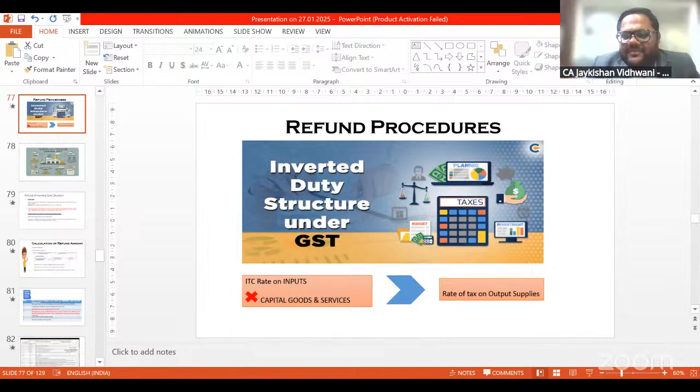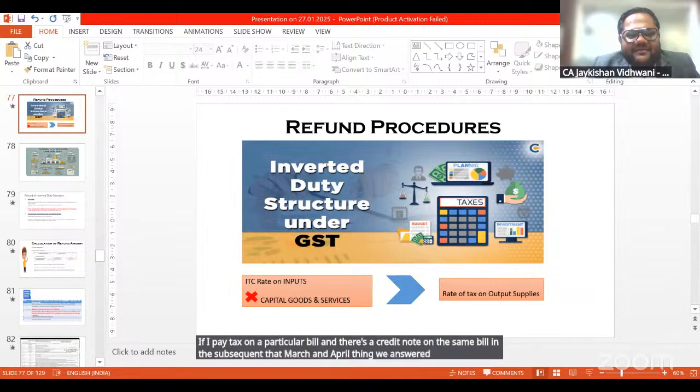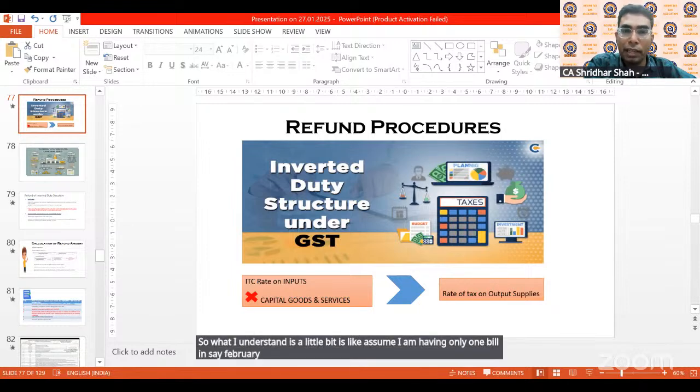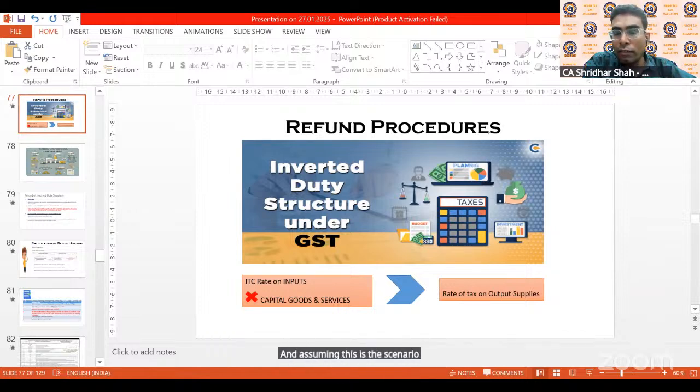If I pay tax on a particular bill and there is a credit note on the same bill in the subsequent month. That March and April thing we answered yesterday, that is the question. What I understand is: assume I have only one bill in February 2025 GSTR 1, and I pay the tax in GSTR 3B of February. Now in March I have only one B2B entry, a credit note, which will create a negative outward liability. Assuming this scenario, can I claim the refund?